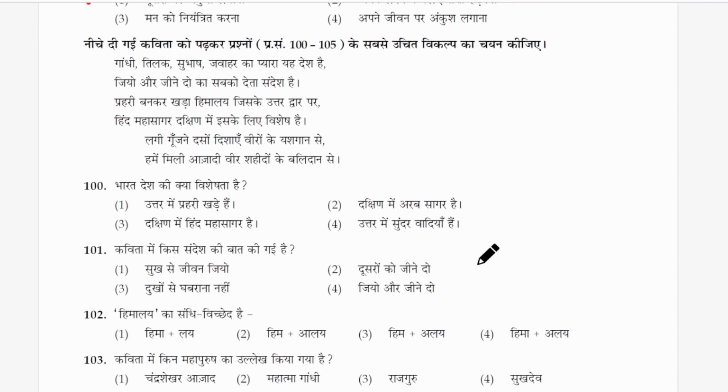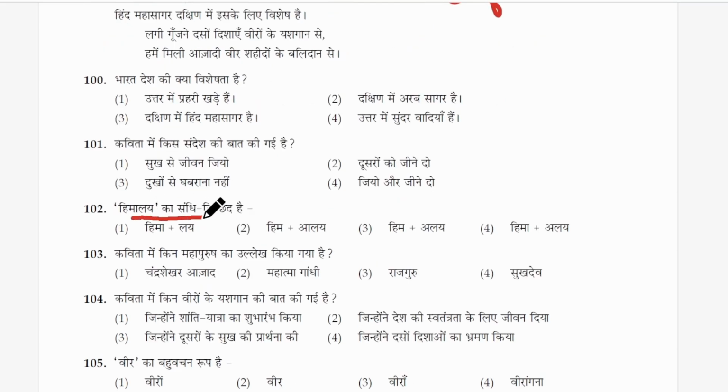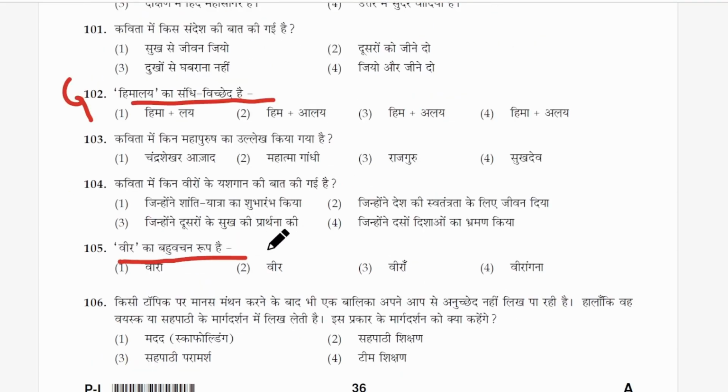Here is the poem: read the poem given below and answer the questions. So 100 to 105, again 6 questions. Let me see what is a grammar based question. A question was asked about Sandhi Vichhed, so this is a grammar question. And question 105 is the plural form of 'veer', the bahuvachan. So this will be a grammar question. So totally 3 plus 2, which is 5 questions, are from grammar.